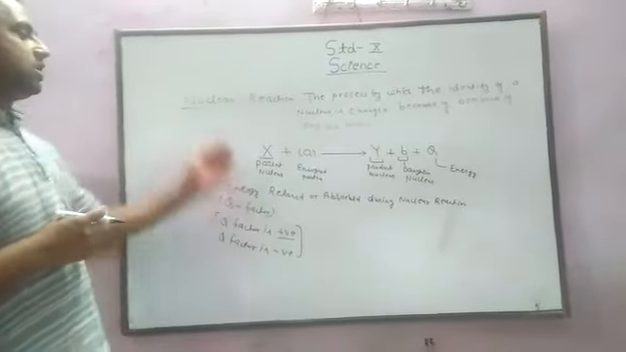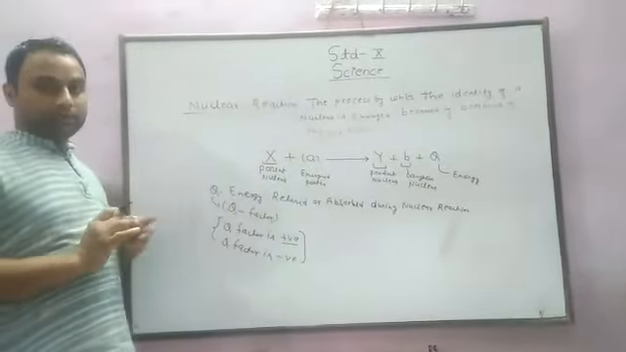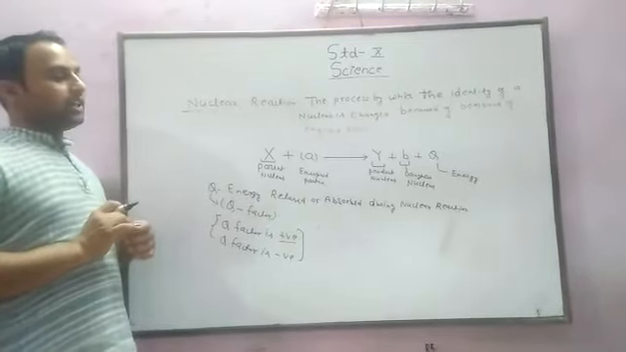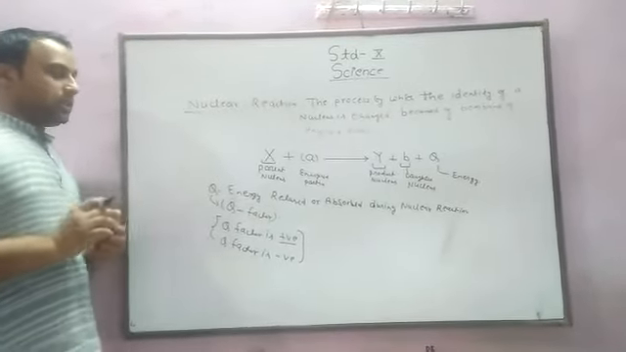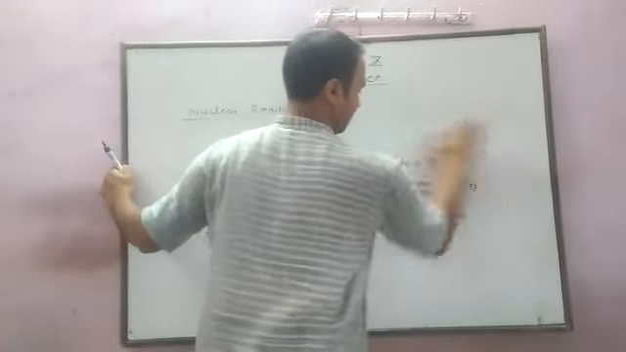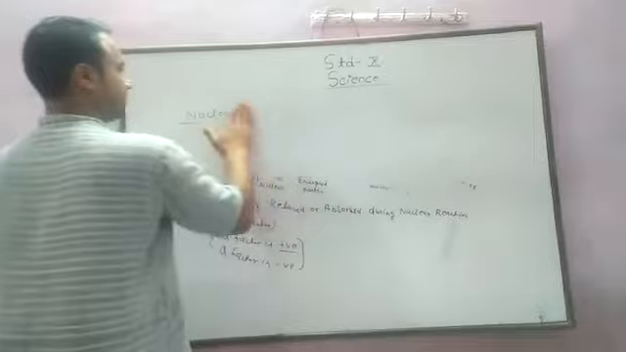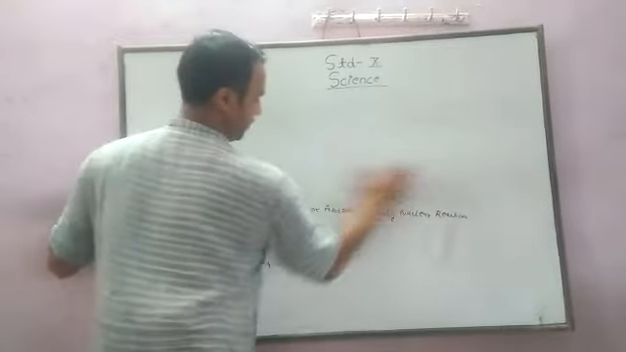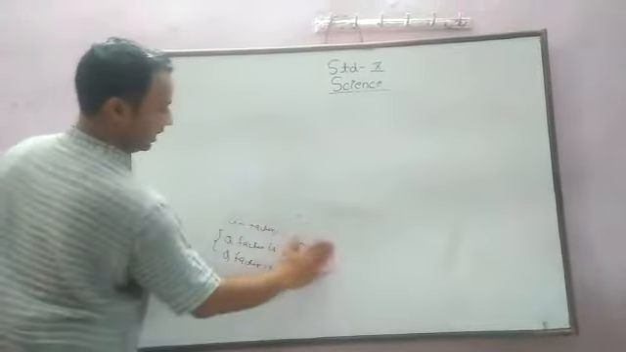After that, we are discussing that nuclear reactions have two types. The first type is nuclear fission reactions. There are two types of classification of nuclear reaction.